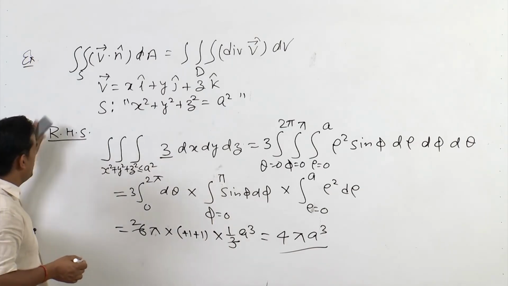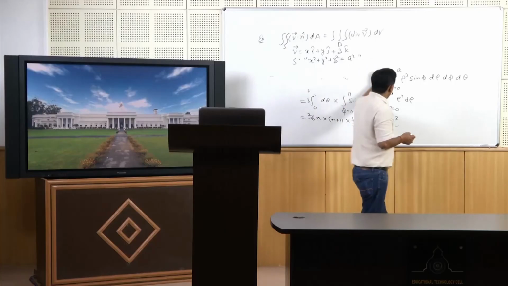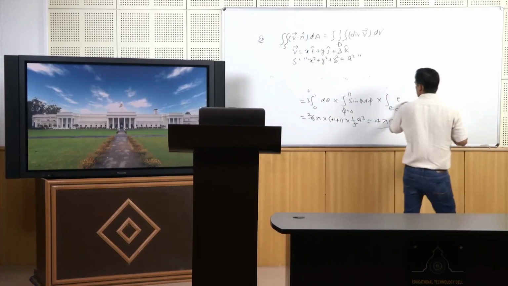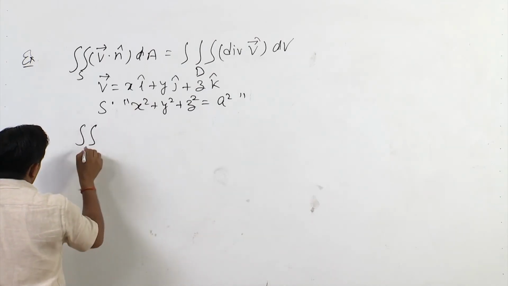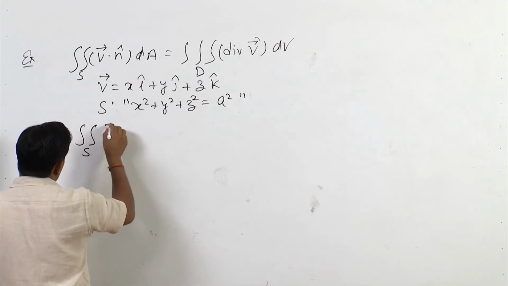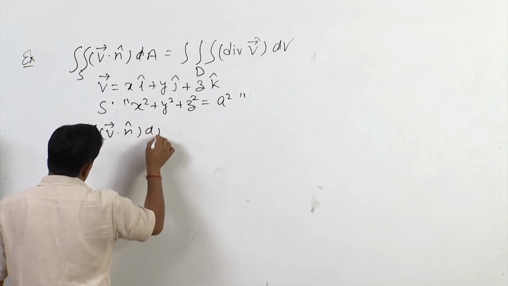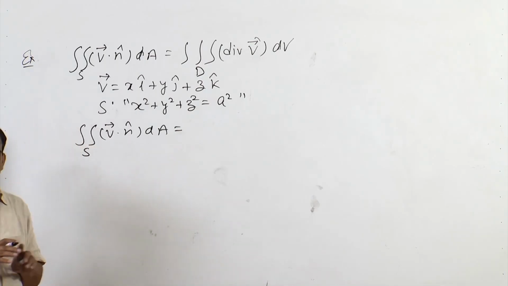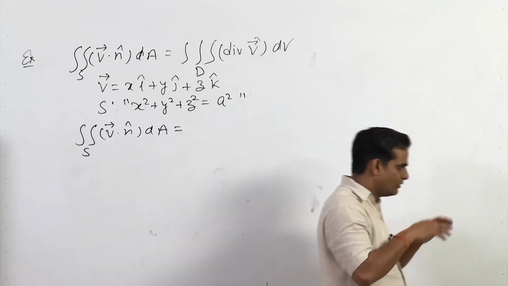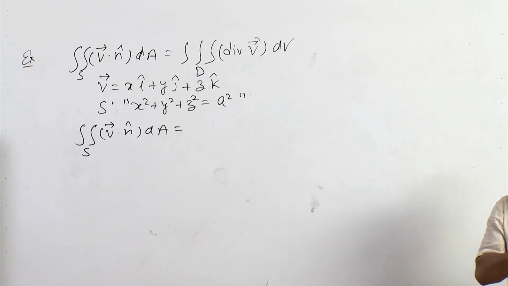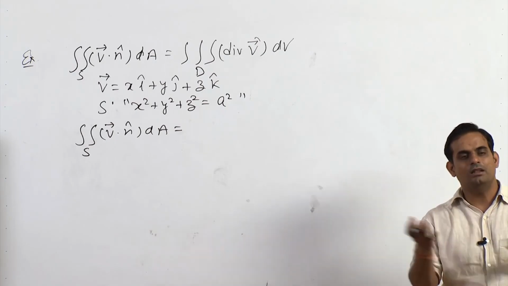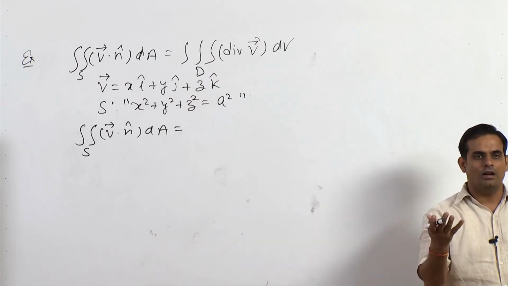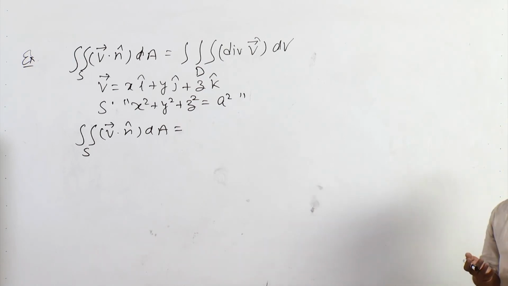Now I will calculate the left hand side, and if the left hand side equals the right hand side, then the theorem is verified. So I need to calculate the surface integral over S, that is V dot n dA. Here I am having a complete sphere, so I can divide this complete sphere into two surfaces. One is the hemisphere in the upper half, above the xy plane, and another one is the hemisphere below the xy plane. So two hemispheres.